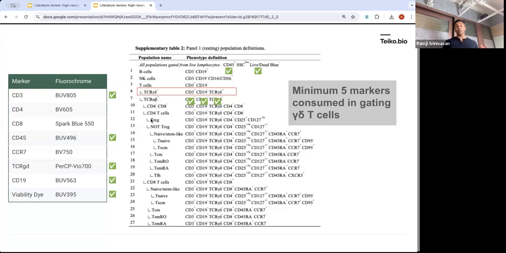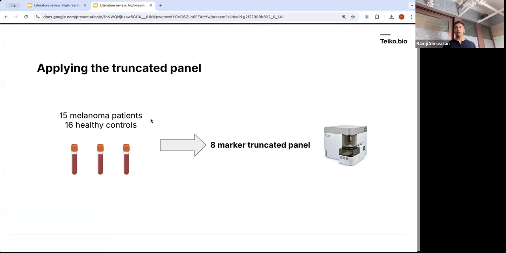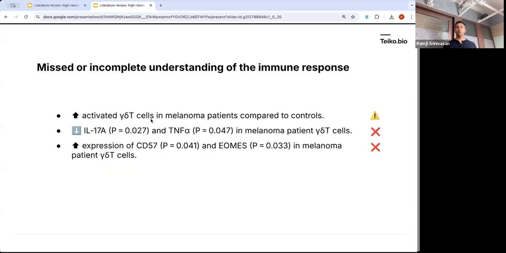Now you can probably tell where this is going, because as you just look at this table, a bunch of these markers are inaccessible if you only have 8 markers. That is, you can't capture the entirety of the tree. So let's run this experiment, which is applying the truncated panel to the 15 melanoma patients and 16 healthy controls. This was the original task, to run these 2 panels side by side. Instead, if we replace it with one 8-marker truncated panel, well, now everything changes.